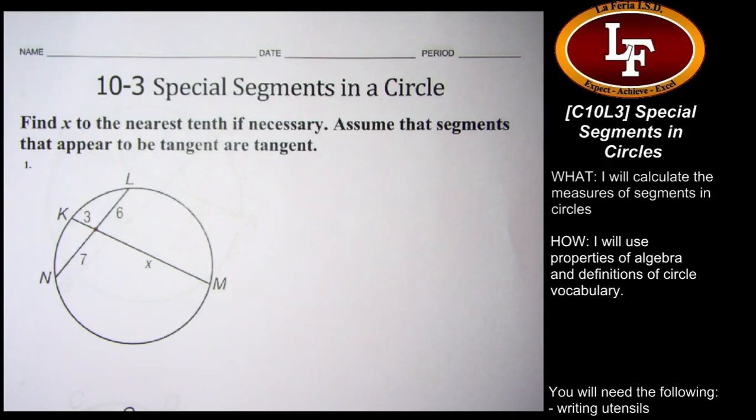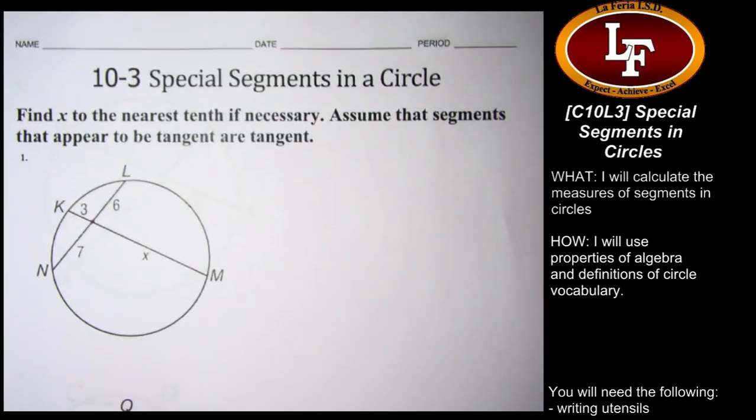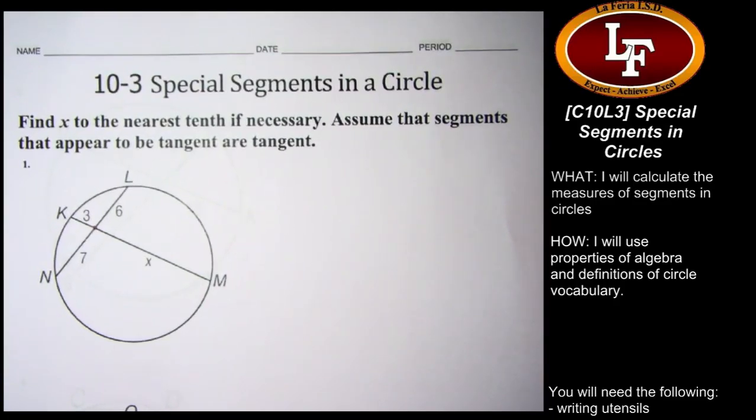All right, the directions, I think something happened. The directions got chewed on. It says find x, the value of x, and round it to the nearest tenth if necessary. Assume that the segments that look tangent are in fact actually tangent. All right, so look at number 1. What kind of setup do we see on number 1? The secant theorem. Secant theorem number 1.